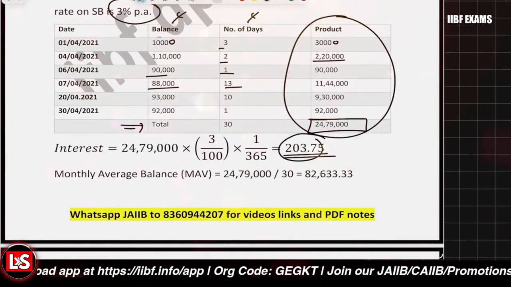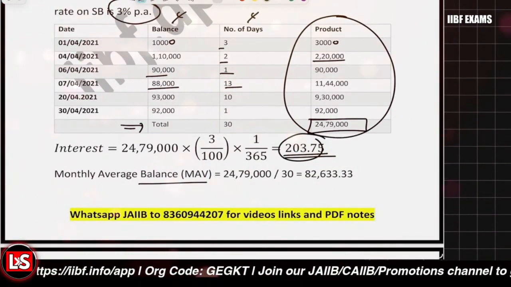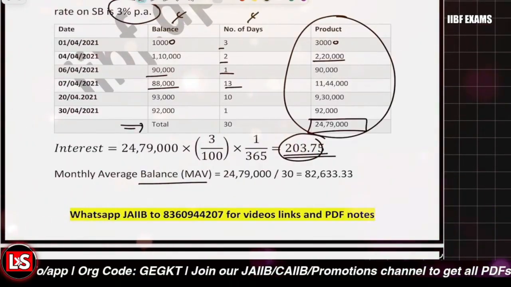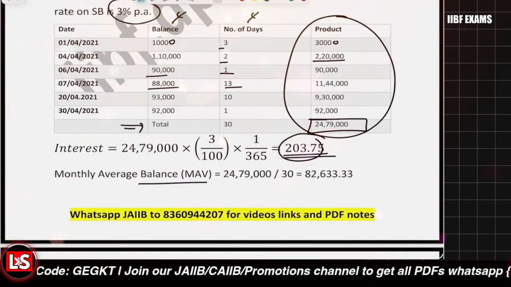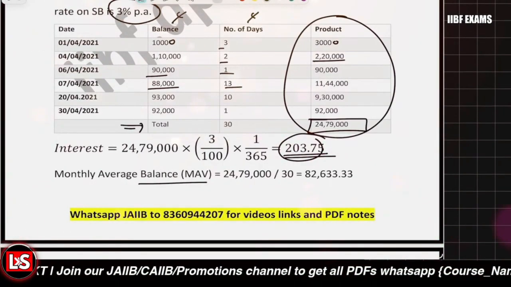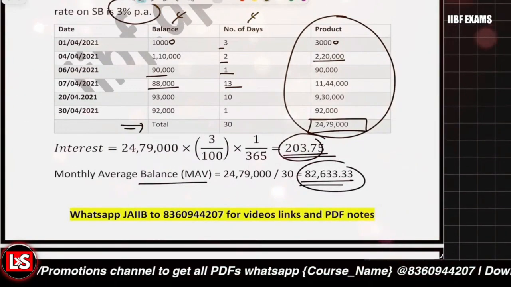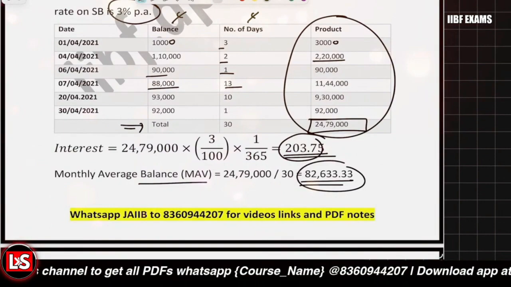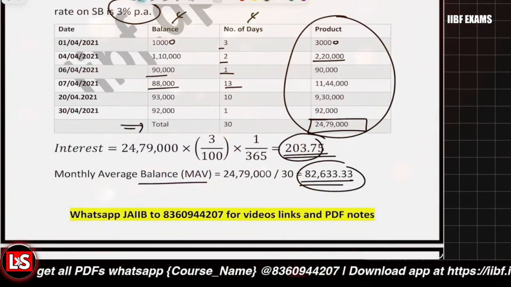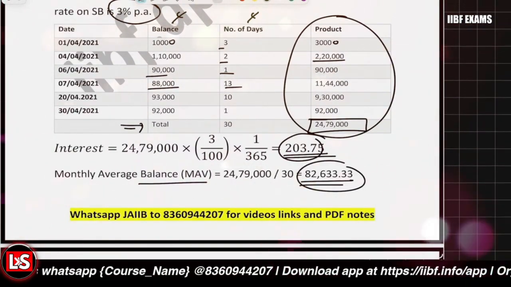Accordingly, we calculated. And the monthly average balance was what? It is 24,79,000, whatever the total product was, divided by 30. That is the average balance that is being maintained for this particular set of transactions. For these particular transactions, this balance was maintained. Clear with it?